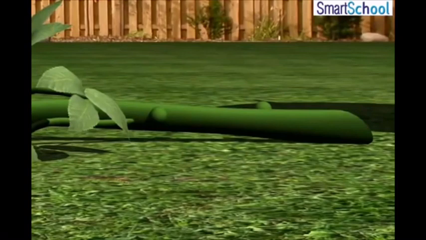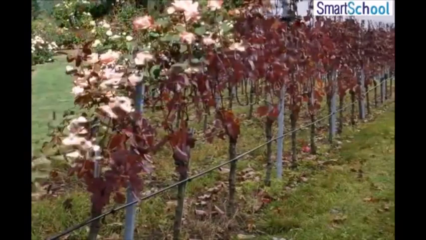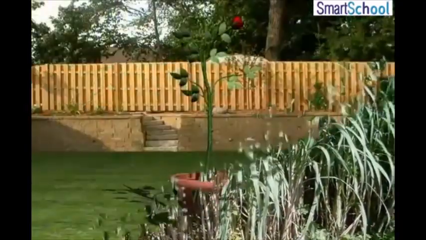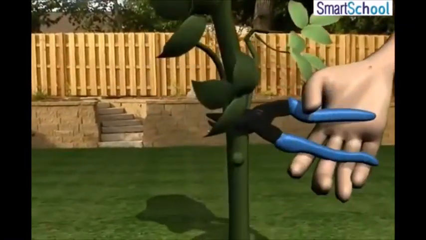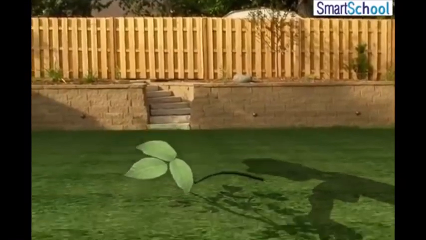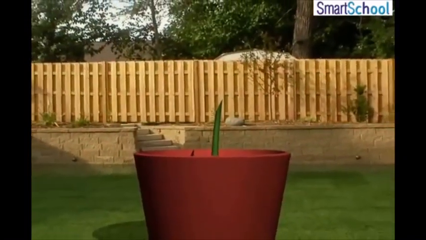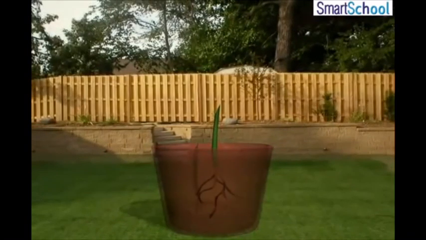Stem cutting is commonly used for propagation of grapes, rose, sugarcane, etc. In this method, a cutting of the parent plant, stem or shoot, having some buds on it is taken, and its lower part is buried in moist soil. After a few days, the cutting develops roots and grows into a new plant.